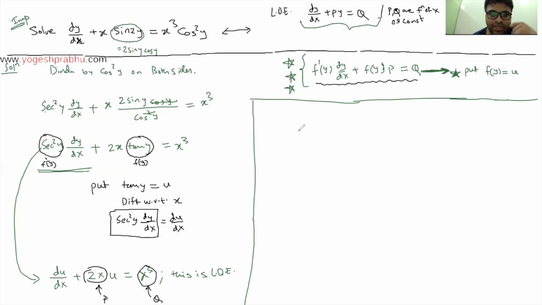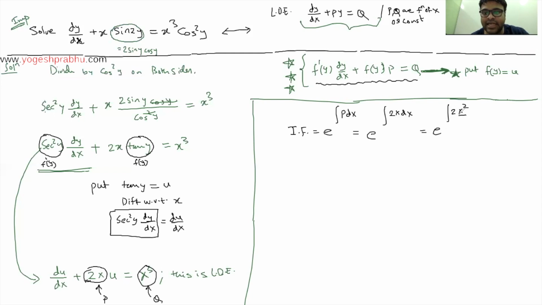The next thing I will do is find the integrating factor, IF. IF is equal to e raised to the integration of P dx. That's the standard formula of the integrating factor. So we get e raised to the integration of P. What is the value of P? It is 2x, right? So it is 2x dx.